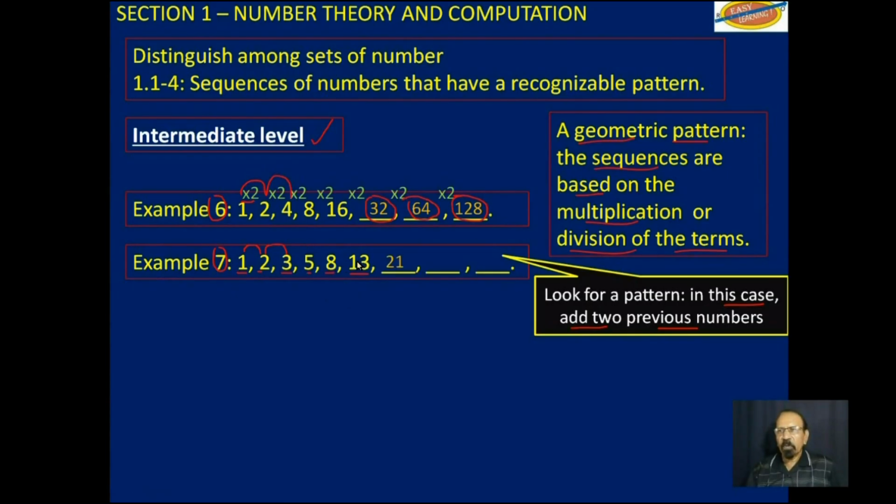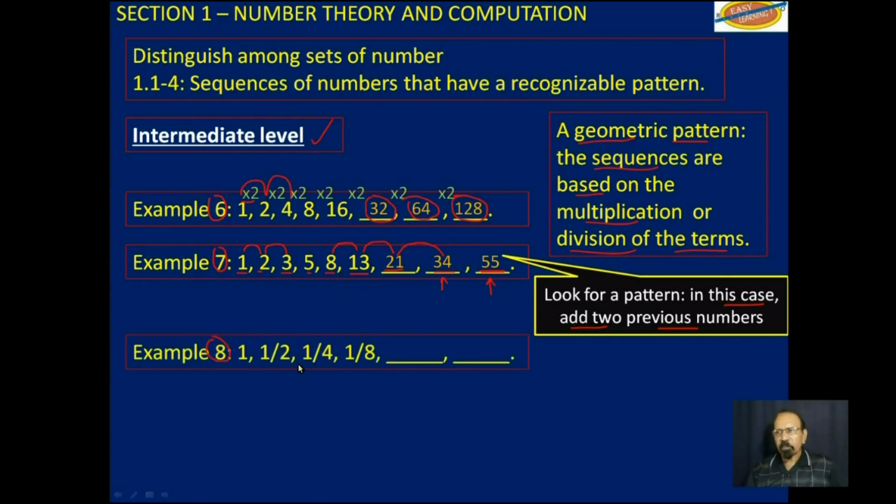So here we will add those two, and we will get 21. And then we will add 13 and 21 to get this one here, which would give us 34. And then we will add 21 and 34 to get this last term here, which will give us 55. Okay, that one was admittedly fairly difficult.